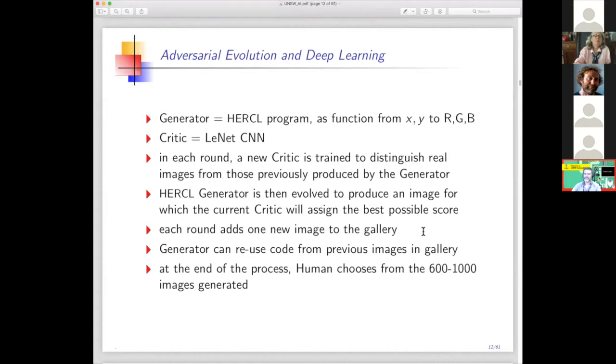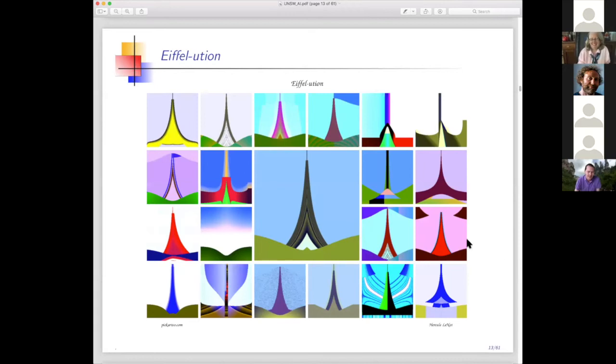So the system chugs away, producing one image every 2 minutes or so. After a few days, it produces 600 or 1,000 images, and then a human at the end can scan through and pick the ones they like. This is the advantage of working in a visual medium rather than audio. It doesn't take too long to scan through 1,000 images and pick ones that you like. But if you ask someone to listen to 1,000 pieces of music one after the other, they might lose their sanity.